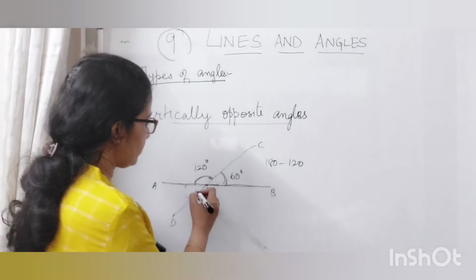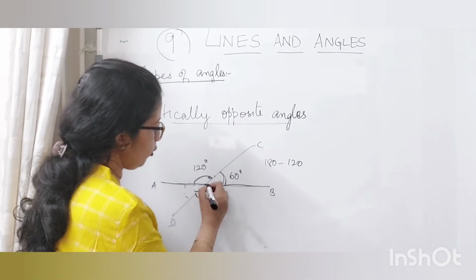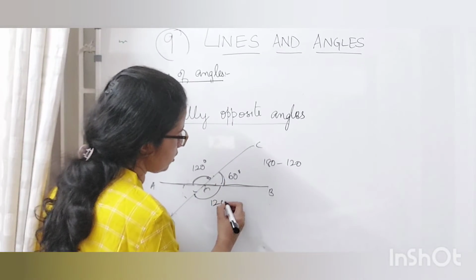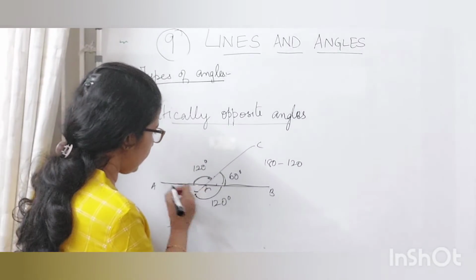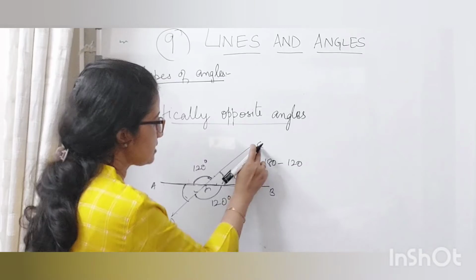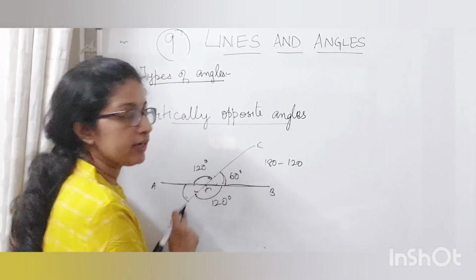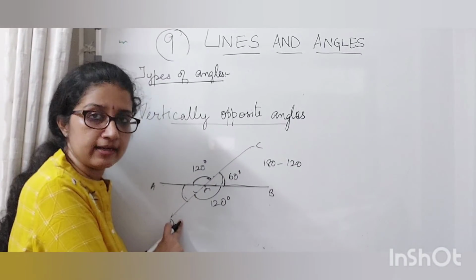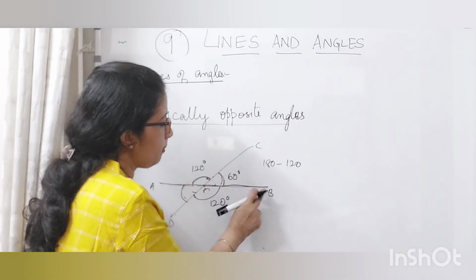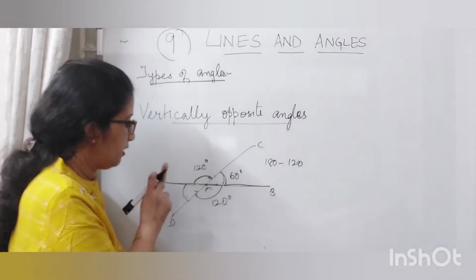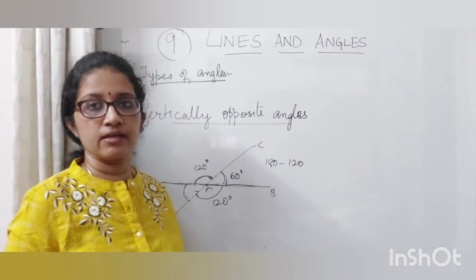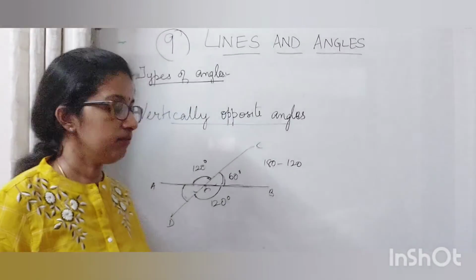Correct? Now what is this angle? Angle DOB will be 120 degrees because they are vertically opposite angles. Now what is this one? AOD. Now this COB and AOD are vertically opposite angles, right? So if angle COB is equal to 60 degrees, what is the measurement of angle AOD? It also will be 60 degrees.